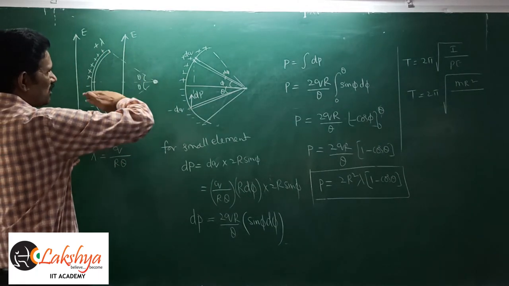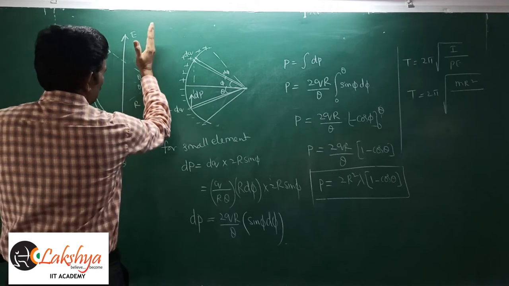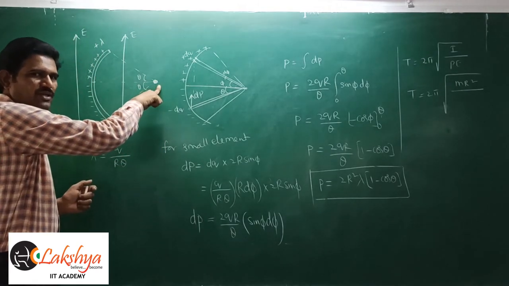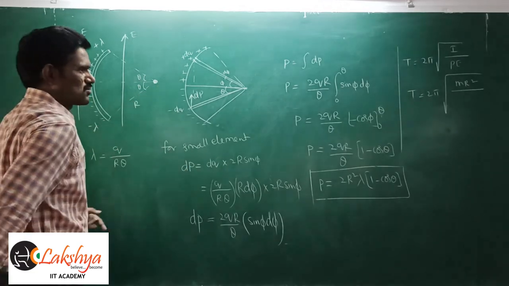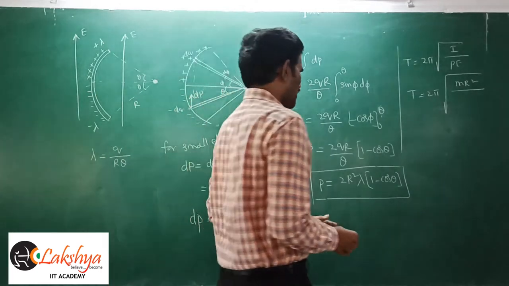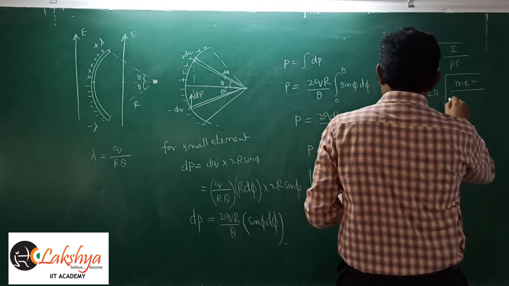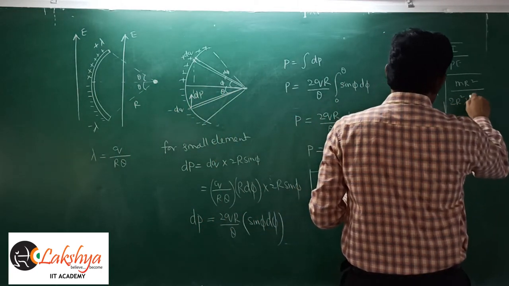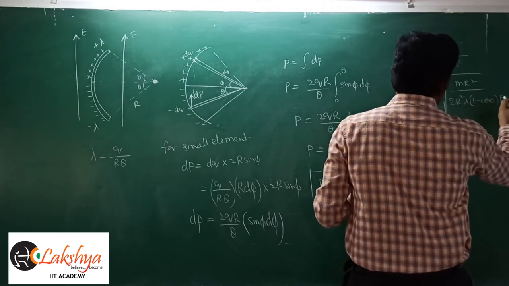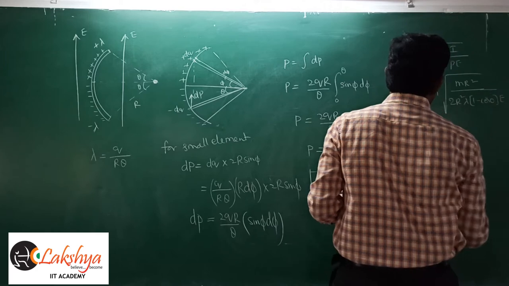About this arc, we need to displace about this center only. So the moment of inertia about the center of this full circle we need to write here. When it is the center of the full circle, we can write this moment of inertia as mr square, into this p value, which is 2 r square lambda into 1 minus cos theta, into E. So this value we need to write here.